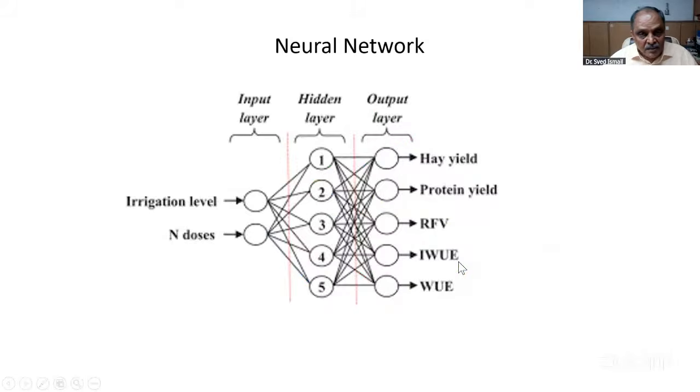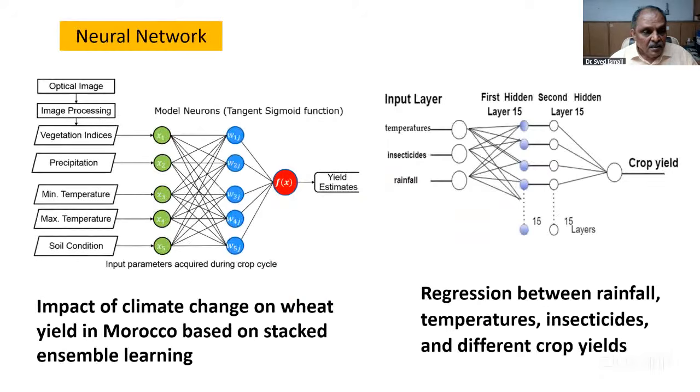Now, this is another one: irrigation level and nitrogen doses. Here you see, for example, this one gives the yield estimate, minimum temperature, maximum temperature. These are all from the practical work people have done. So if you understand the inputs, only the variation comes in the output. We will see it. Here is another one: rainfall, temperature, insecticides.